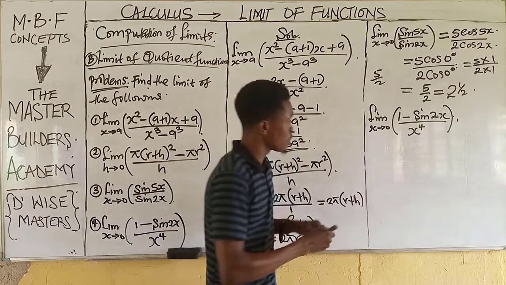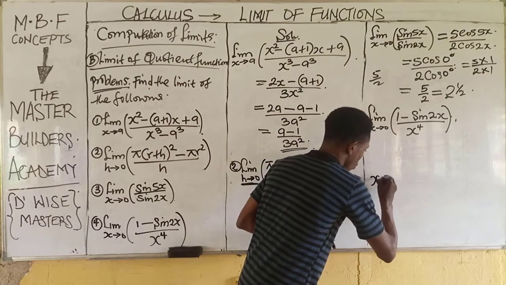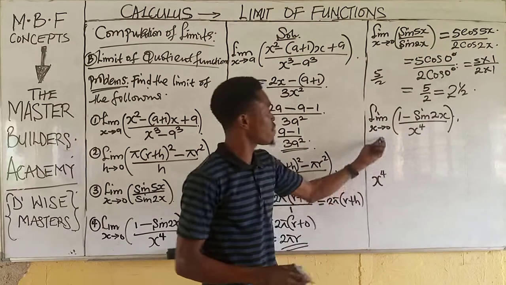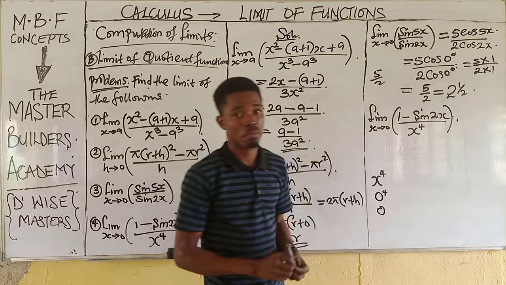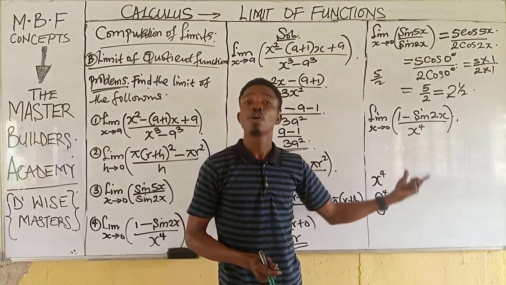And what function do we have at the denominator? The function at the denominator is x raised to the power 4. And the value of x is 0. So if I have 0 raised to the power 4, I still have it to be 0. This is undefined. What must I do?